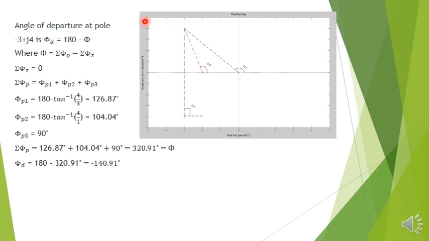So what about the angle of departure for the other pole? As the first rule says, the root locus is symmetrical about the real axis. So if it is minus 141 for one, then the angle of departure for the other is the negation of that, plus 140.91 degrees. By the property of symmetry, the angle of departure at minus 3 minus j4 is 140.91 degrees.